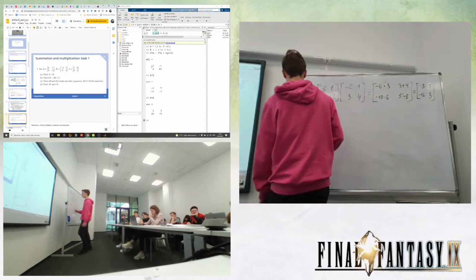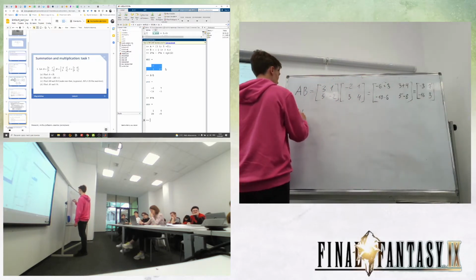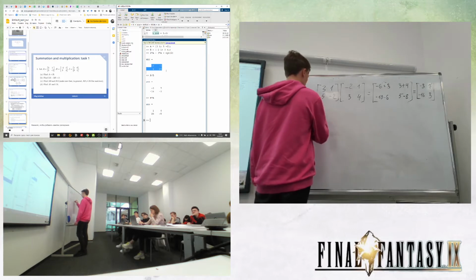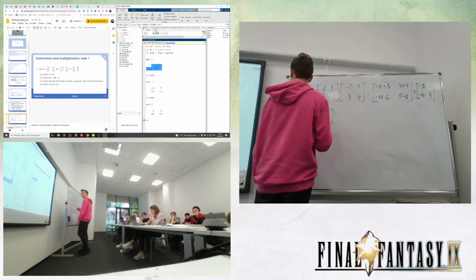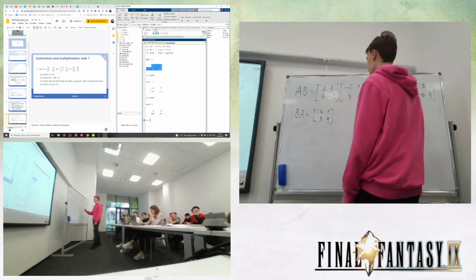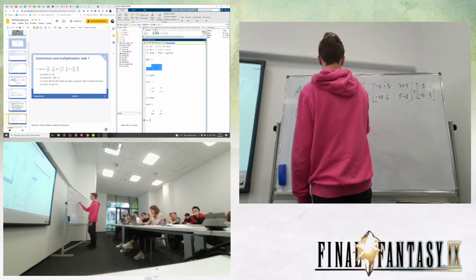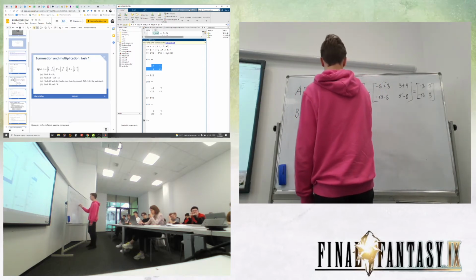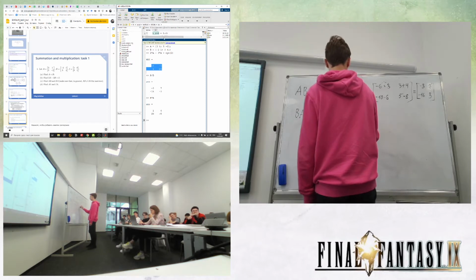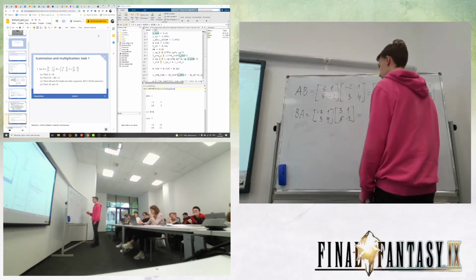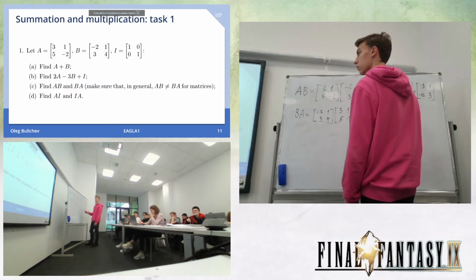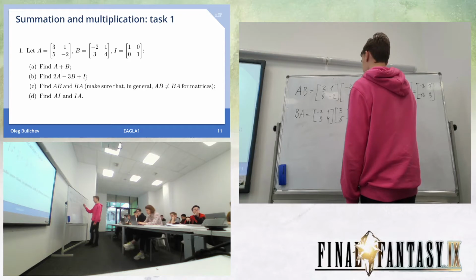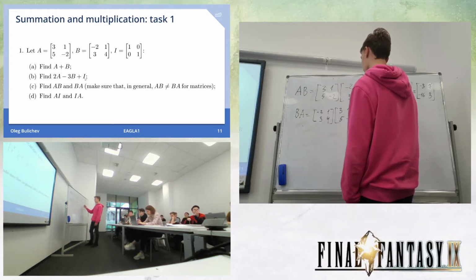I'd like to say that something is going wrong there. 3, 1, 5. Why are you solving first? I said you solve B. What are you trying to solve? Are you trying to solve B? Okay, so 2a minus 3b plus y. Okay.